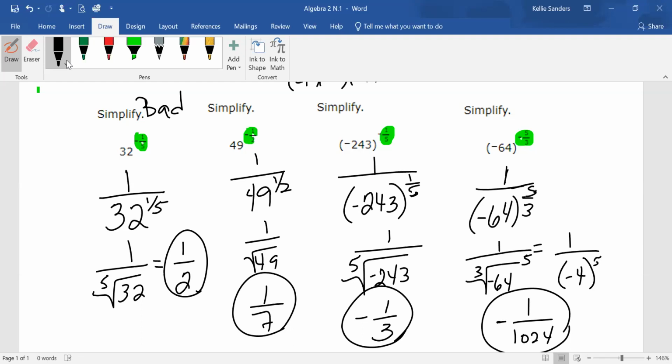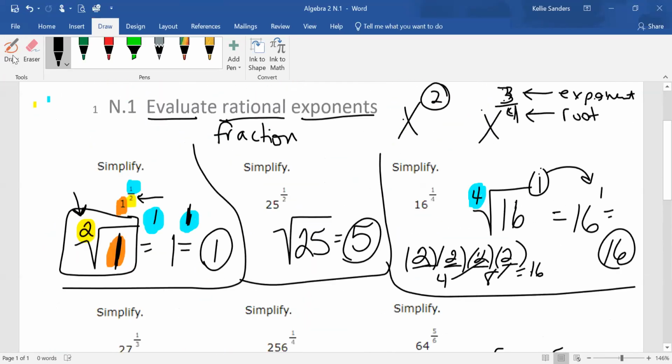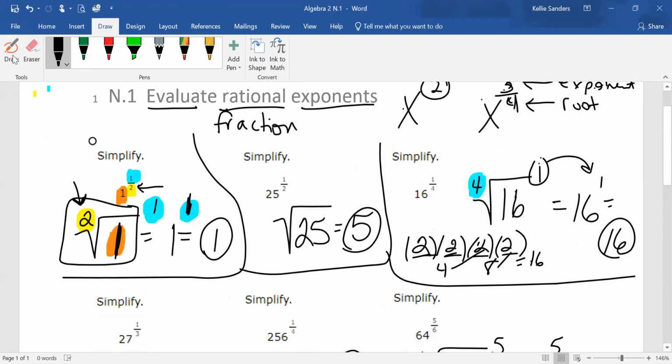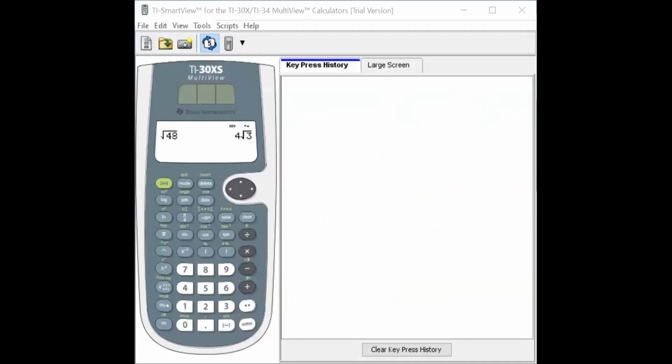Now, I told you how to do everything, but I know most of you were like, I don't want to do any of this stuff like this. So let's go back up here. I'm going to change my share to the calculator. I hope you can see that.